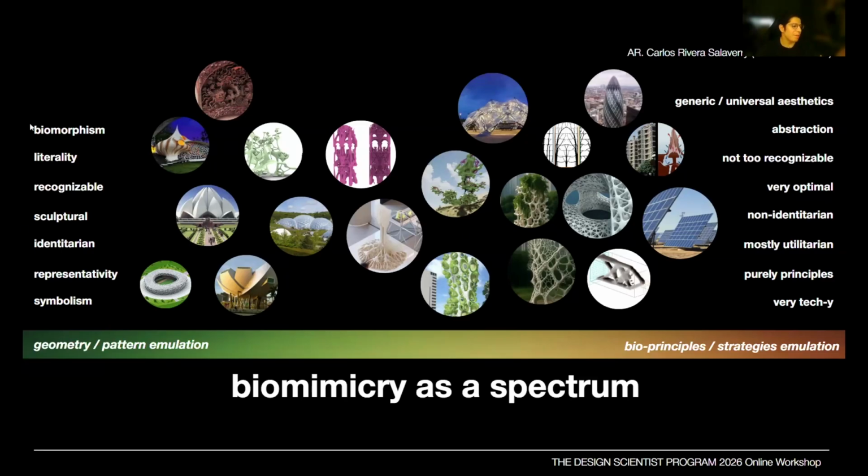And on the other side, we have the more literal biomimicry, in which we basically copy the shapes, which is called biomorphism. We go more to the literality of things. The images and the visuals are much more recognizable. We tend to go to the sculptural as well as to the identitarian, the representativity and the symbolism. And here at this side, we can say that a cultural aspect takes much more strength.